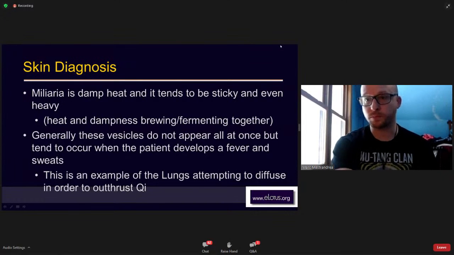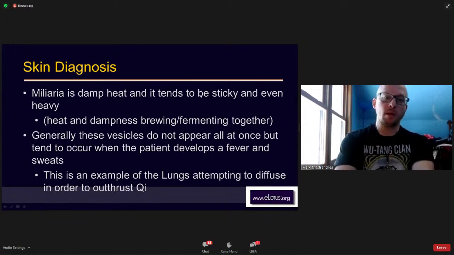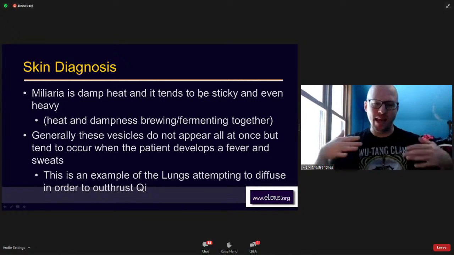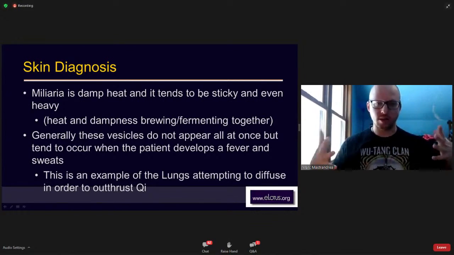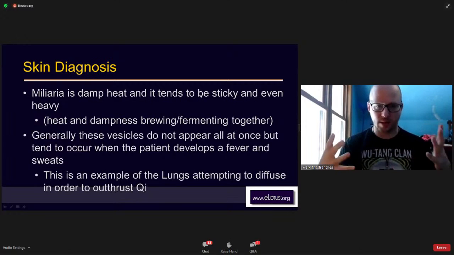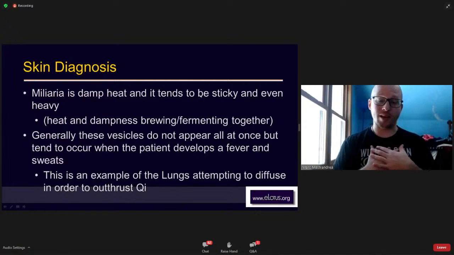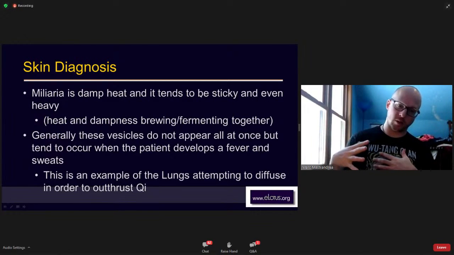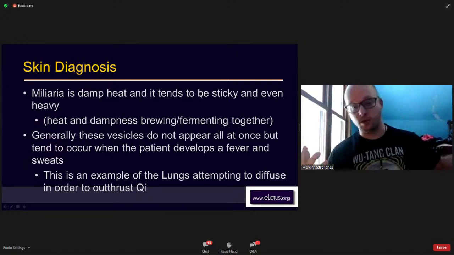All right, so here we go. So this is his damp heat, right? It tends to get sticky. That's why it's heavy. That's why it doesn't push out easily, right? That's why you feel chest oppression, right? It's difficult to diffuse. The lungs are attempting to diffuse this, attempting to outthrust this. This is a reason why it generally doesn't appear all at once, because it pushes out a bit, and then it settles back for a bit. Your body settles back, and then it creates another fever, and you sweat, you do this again.